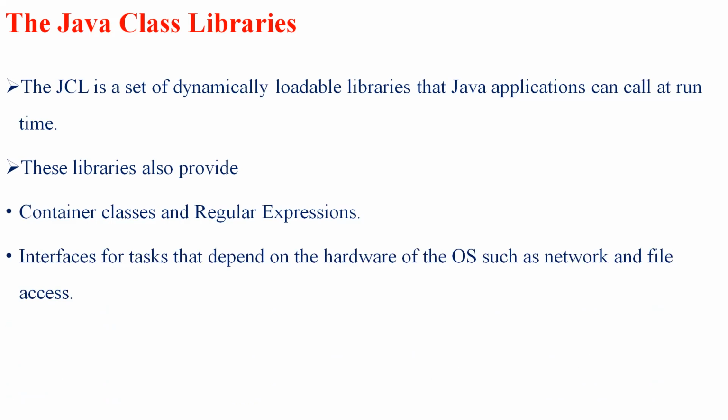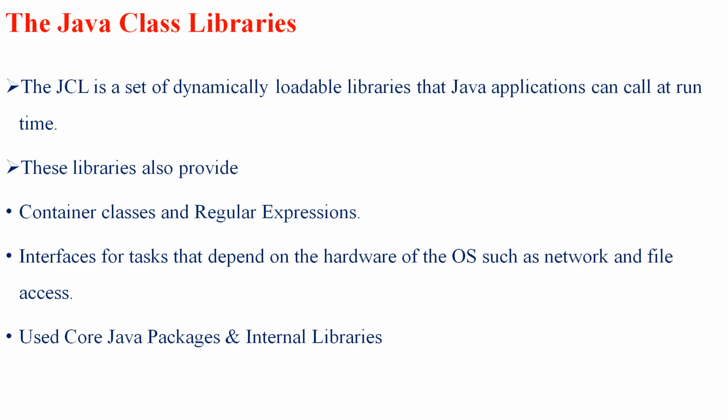Next, it also provides interfaces for any particular task which depends on the hardware of the operating system, such as networks and file access. So these libraries provide an interface for hardware-related operations, such as network operations, accessing or manipulating files, and other tasks very much related to the hardware. These class libraries also provide functionalities and interfaces for different operating systems. Java class libraries use the core Java packages as well as internal libraries.